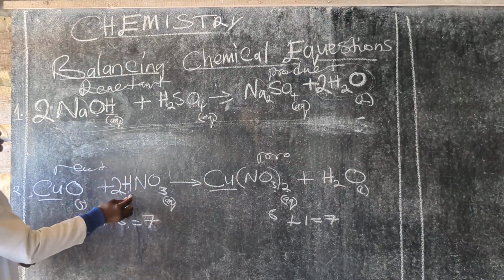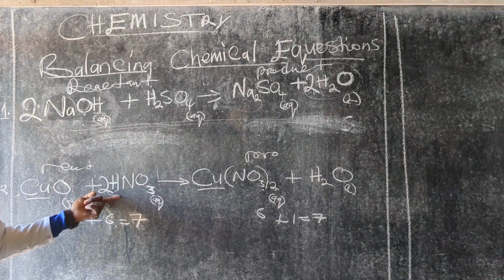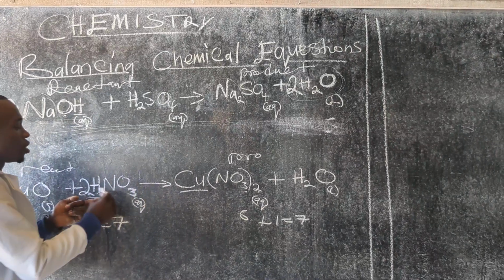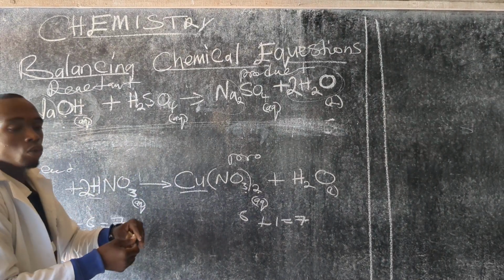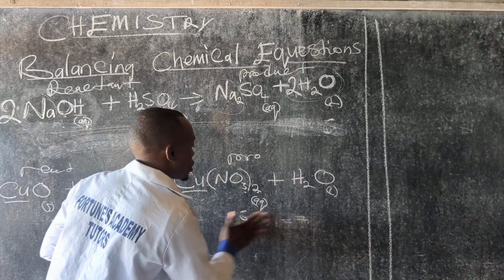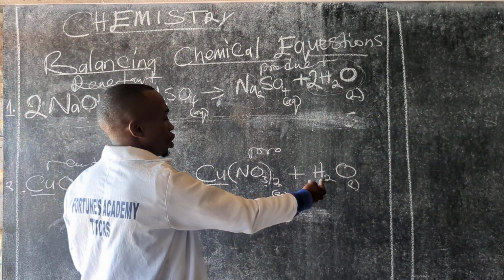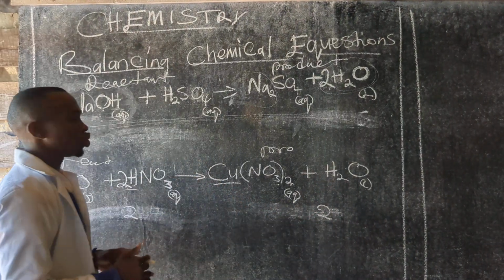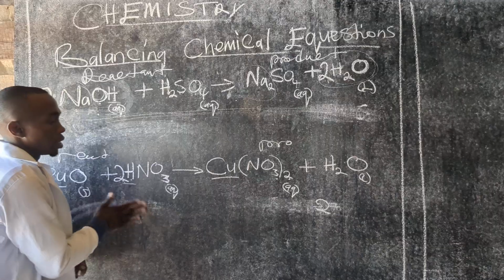So hydrogen, we are having 2 atoms of hydrogen, because this 2 has affected everything. So 2 atoms of hydrogen, let us compare it to the number of hydrogen that we are having on this side. So hydrogen here is 2. So which means hydrogen is balanced. Let us move on to another element.